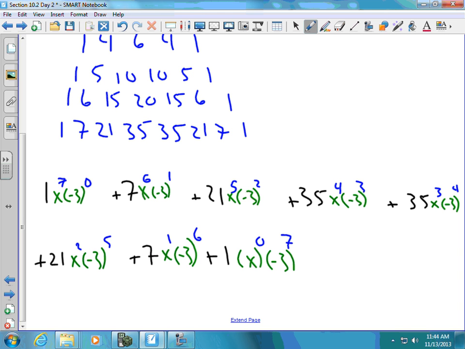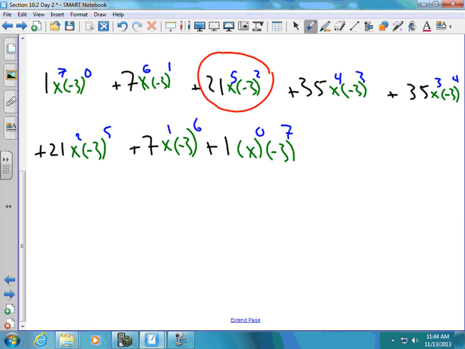Now, if I was to expand the whole thing, I'd have to worry about every single one of these terms. But instead I wanted the coefficient of x to the 5th. x to the 5th is going to be this term. I don't have to simplify the rest of this. So I can just take that term out and simplify it. And that'll give me the coefficient.